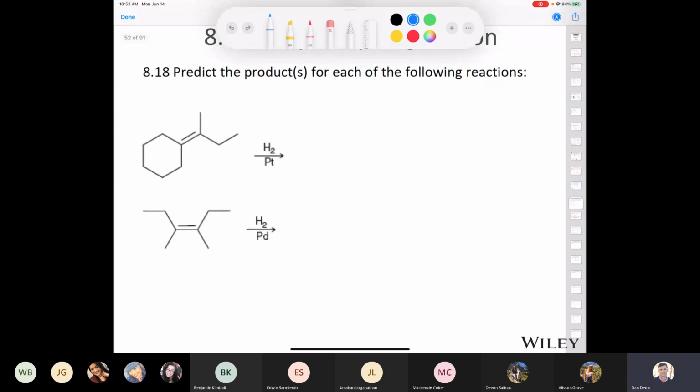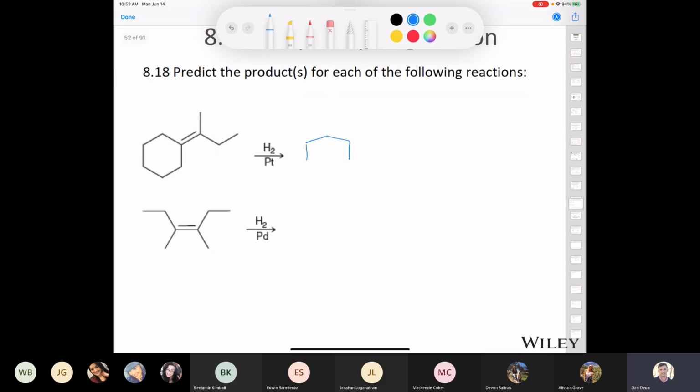Well, with all that in mind, let's take a look at question 8.18. Comes straight out of your textbook. It's an excellent practice problem. It says predict the products for each of the following reactions. So we're taking this alkene and we're adding 2 hydrogens in a syn addition fashion.